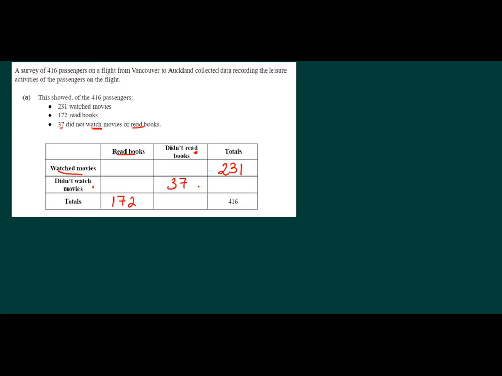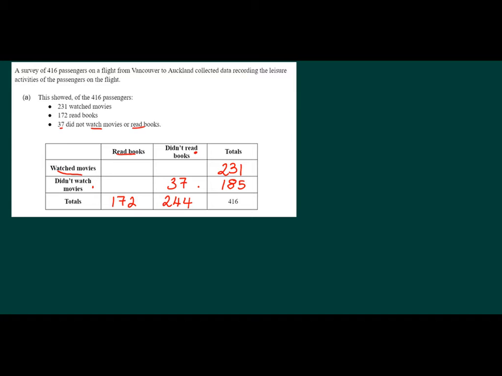231 plus what equals 416? Well, that's 185. So we've filled in that. 172 plus what equals 416 down the bottom here? Well, that's 244. Now we can fill in these last three slots.